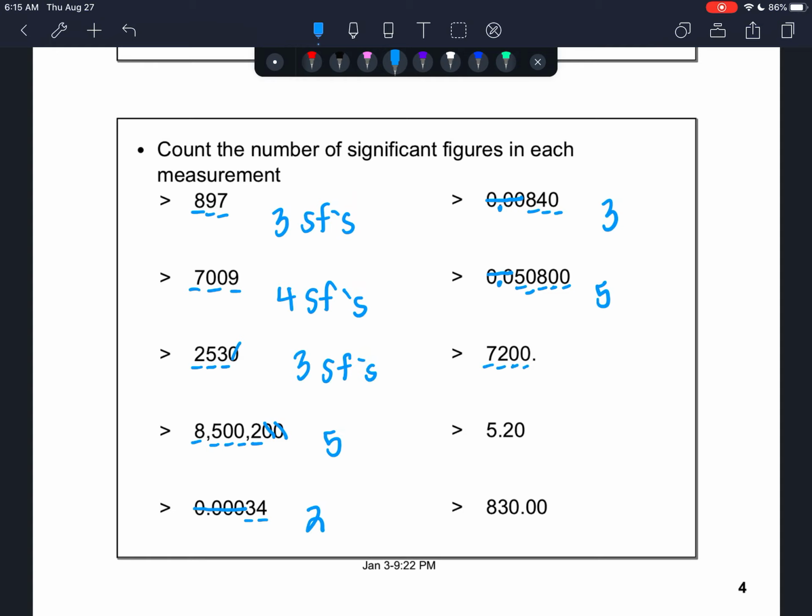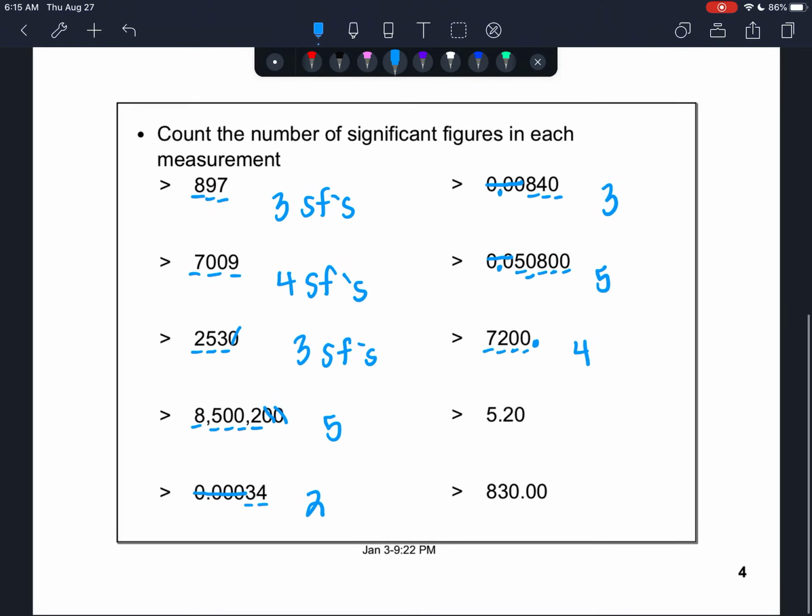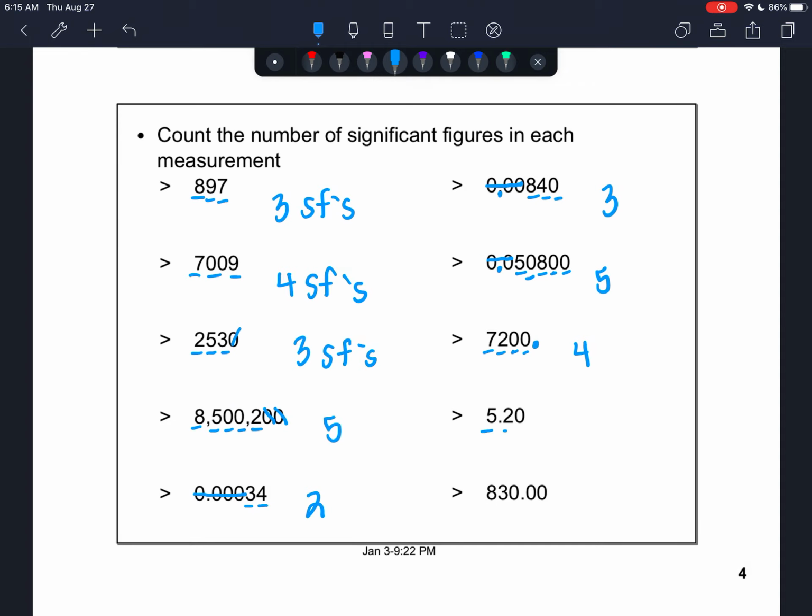7,200. 7 and 2 count. My ending zeros count because there's a decimal. 4 significant figures. 5.20. 5 and 2 count. This 0 is an ending zero, but it counts because there's a decimal. 3 significant figures. And last but not least, 830.00. The 8 and the 3 count, and these ending zeros only count if there's a decimal, which there is. 5 significant figures. So let's go ahead and pause here.